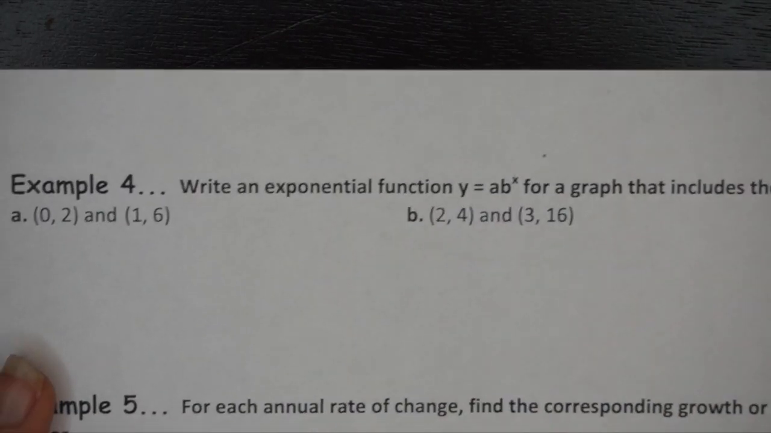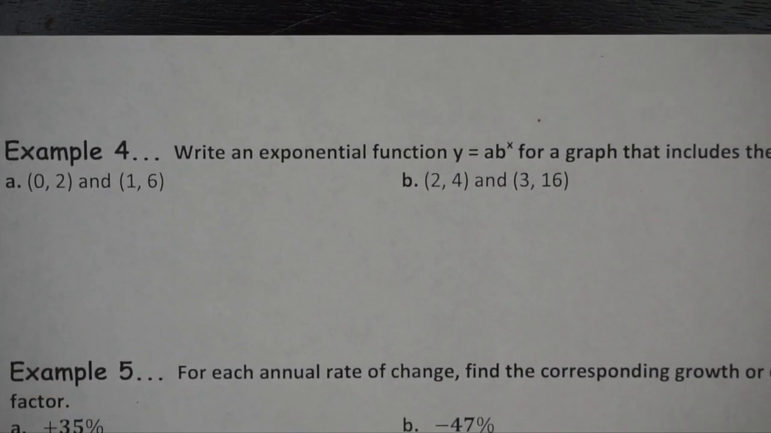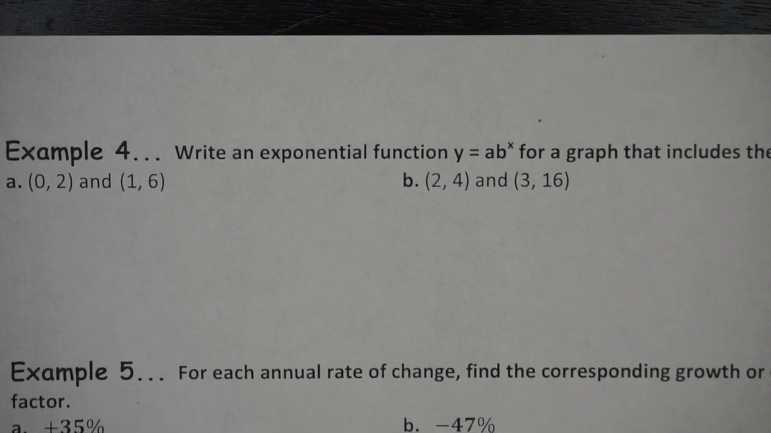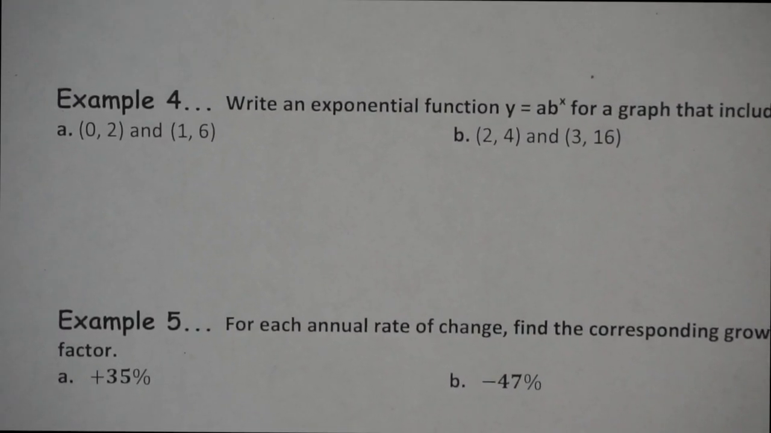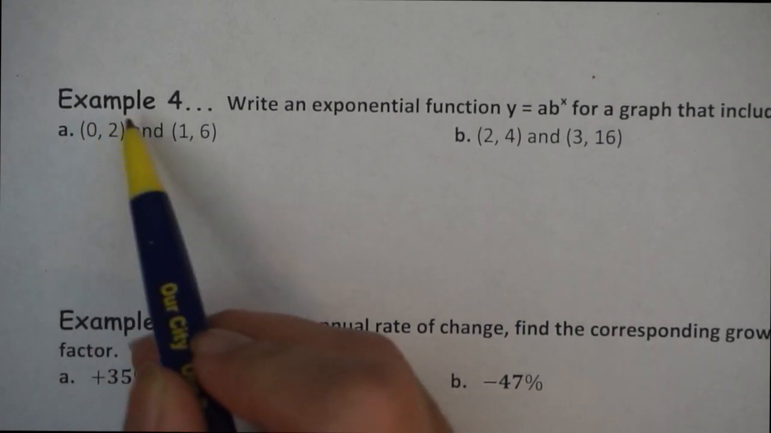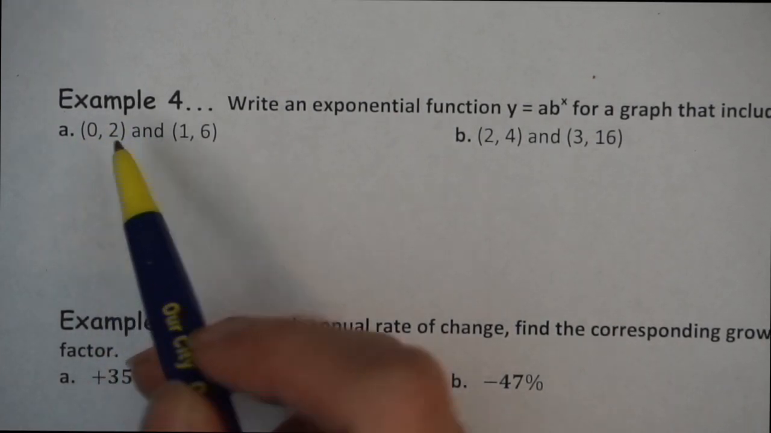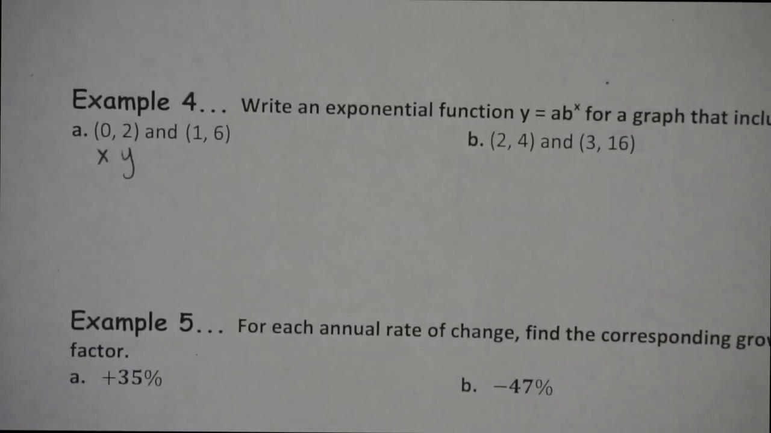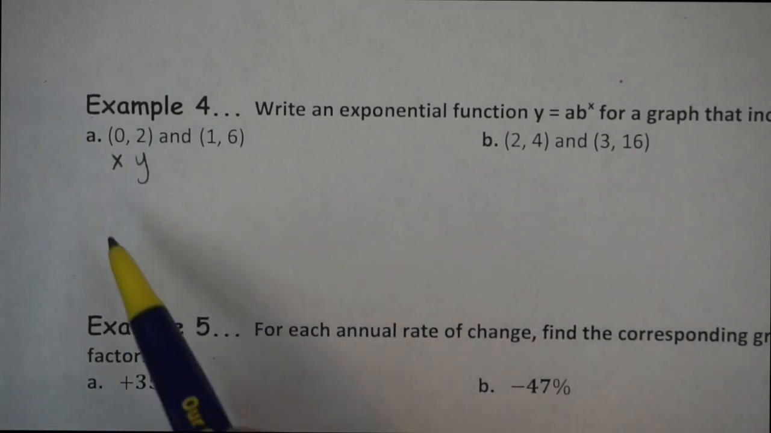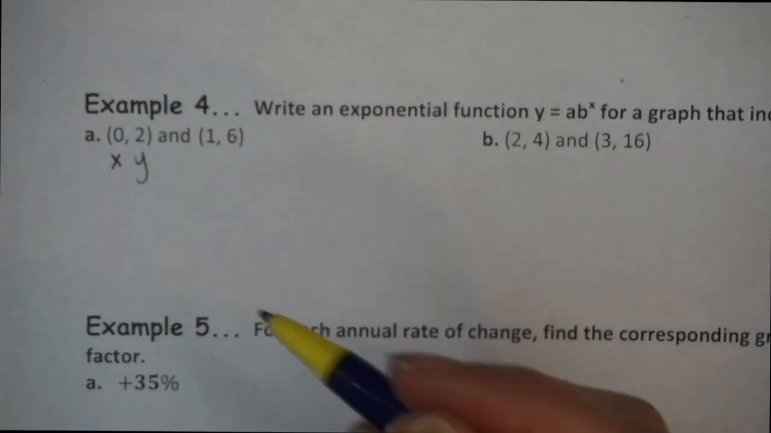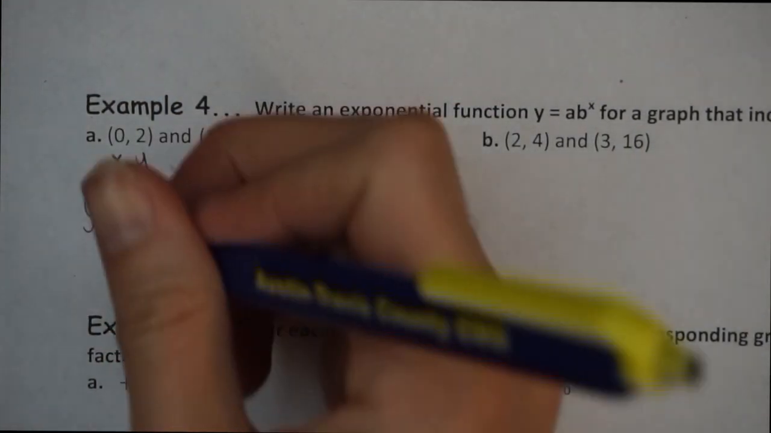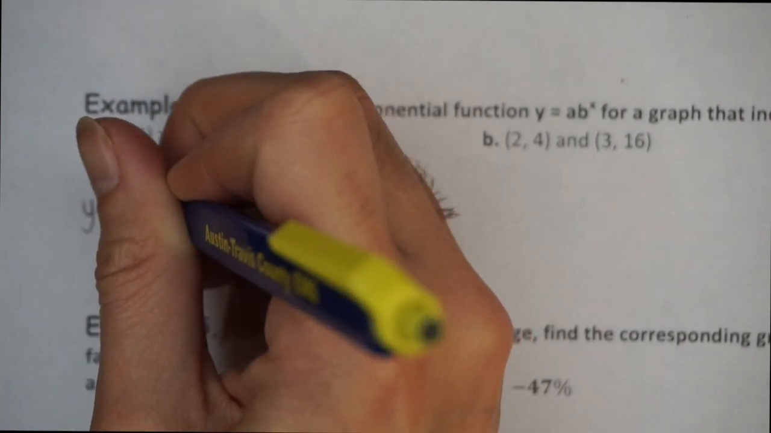Write an exponential function, y equals a times b to the x, for a graph that includes these 2 points. All right, so what we're going to do here is use our first point, where the first coordinate is our x value and the second coordinate is our y value. We're going to use that to solve for a. So we know that our exponential equations are set up as y equals a times b to the x.